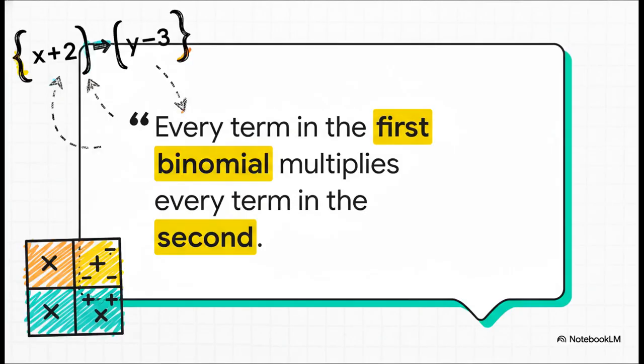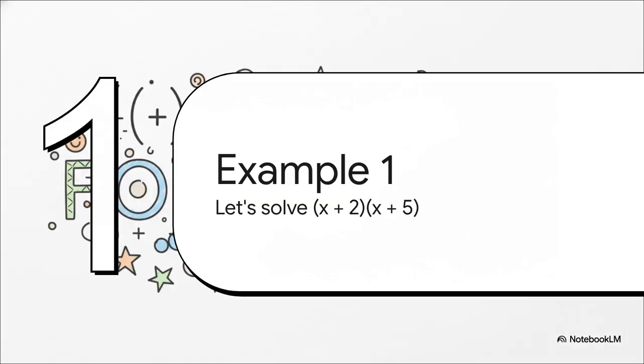That's it. Okay, this right here, this is the most important sentence of the day, the golden rule. It doesn't matter what method you end up using, the goal is always the same. Every term in the first binomial has to multiply every term in the second one. The area model we're using, it's just a fantastic way to make sure we don't accidentally forget a piece. Okay, enough talk. Let's actually put this model to work with that first problem we looked at.